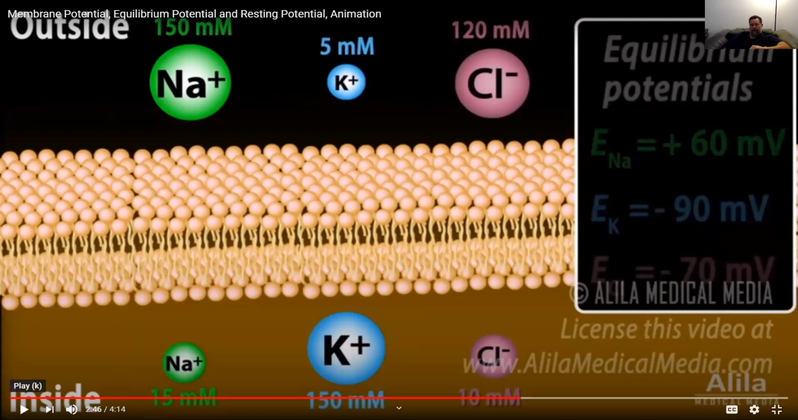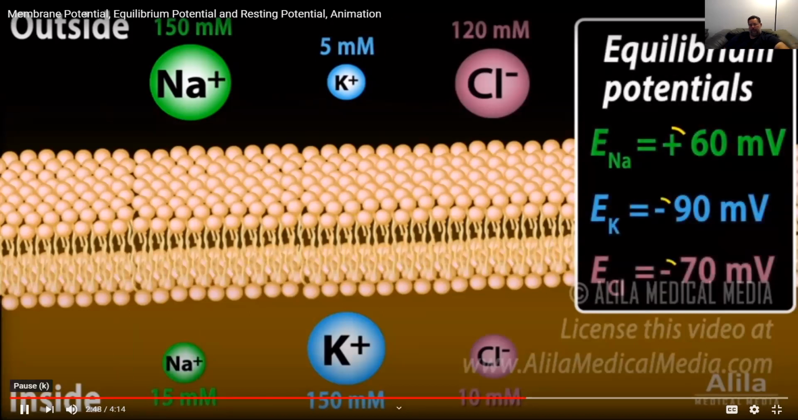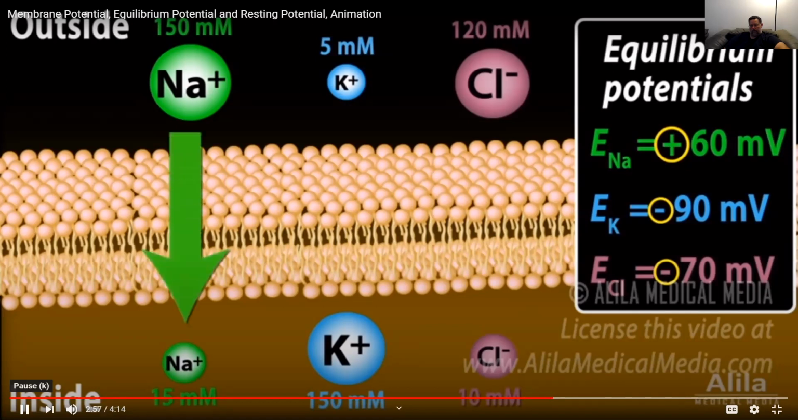Let's see what happens. Equilibrium potentials. The positive and negative signs represent the direction of membrane potential. Because the sodium gradient is directed into the cell, its equilibrium potential must be positive to drive sodium out. That would be due to diffusion. There's a lot more sodium here than here. And again, this is just providing an example of how this is all set up. Potassium has the reverse concentration gradient, hence a negative equilibrium potential.